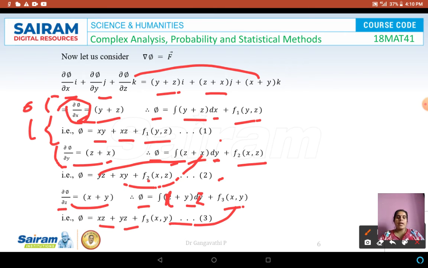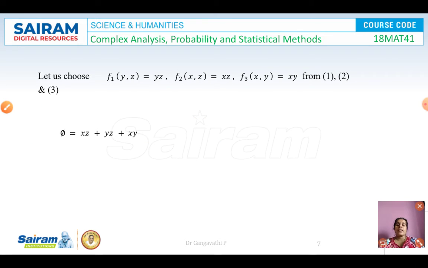Now you can observe there are 3 expressions for phi, but we have to have only one expression. So we have to combine all these 3. When you observe equations 1, 2 and 3, whatever terms are already there, write them first. Then from equation 1, you need to find f1 of y comma z. That f1 must be obtained from equation 2 and equation 3: the term which has only y and z, which is yz, you can identify from equations 2 and 3.